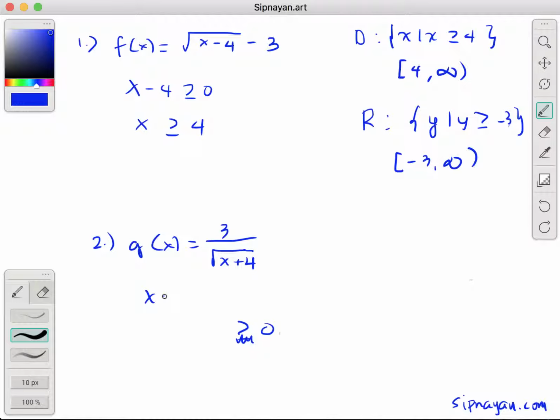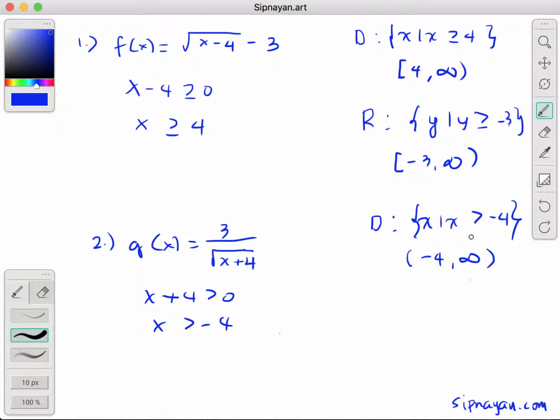Meaning, x plus 4 must be greater than 0 only, not equal 0. So, x is greater than negative 4. Nag-subtract lang ako ng 4 from both sides. So meaning, ang domain natin is x such that x is greater than negative 4. Tapos, in interval notation, pag hindi kasama yung negative 4, parenthesis siya, up to infinity. Negative 4 yung pinakamababa natin, pero hindi kasama yung negative 4.